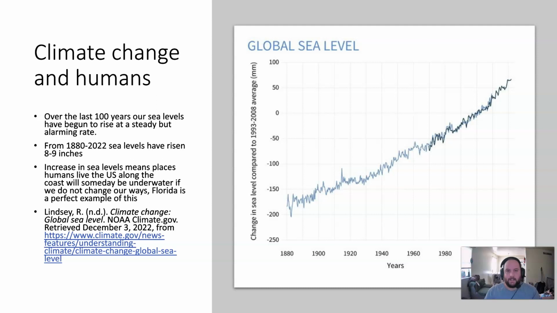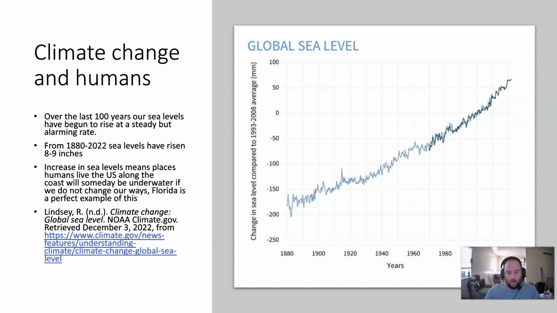Over the last 100 years, our sea levels have begun to rise at a steady but alarming rate. Basically, over the last 100 years, a little bit more, probably about 120 at this point, the sea levels themselves have actually risen 8 to 9 inches. Now, for a lot of people, that may not sound like a lot. However, when you look at this graph that I have given you, it shows that since about 1970, it's hit a higher peak than it usually has.